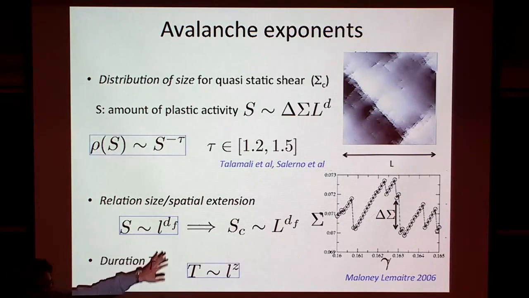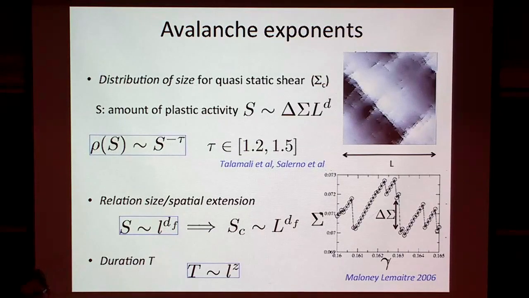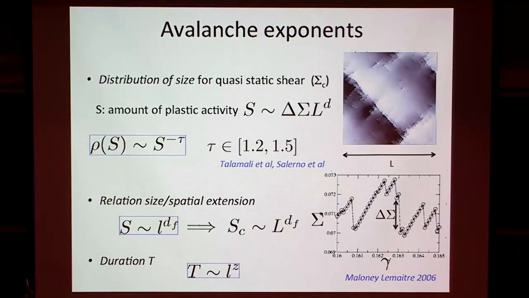Another exponent is the relationship between spatial extension and size. So small avalanches will have a smaller size. That defines an exponent df, which you can compute from finite size scaling. For example, you look at a finite volume, and you look at what are the biggest avalanches. And they should scale like this. And the last exponent characterizes the fact that if you have a big avalanche, it's going to take more time to realize itself.